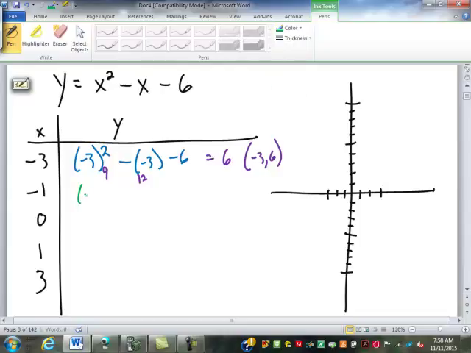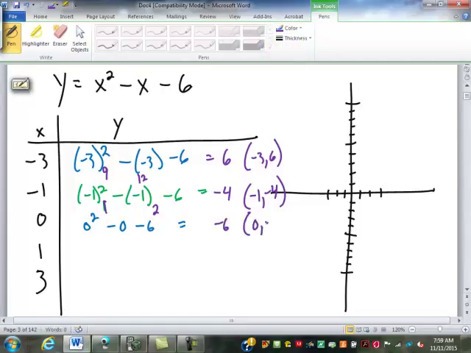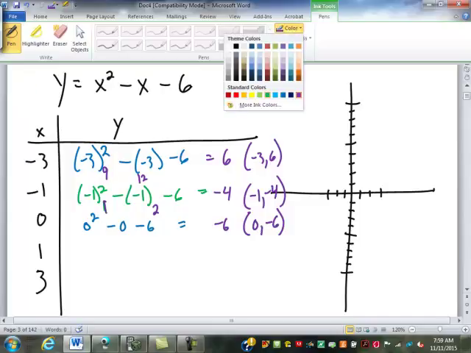Put in -1. So (-1) squared minus -1 minus 6. What's (-1) squared? 1. Minus the -1 is plus a +1, so that's 2. Minus 6 is -4. So -1, -4. 0 is usually an easy one. 0 squared minus 0 minus 6 is simply going to be -6. So 0 and -6.